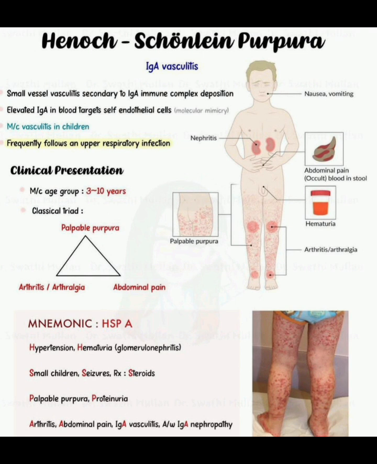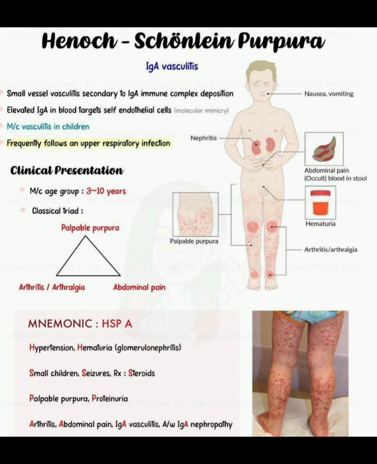The clinical features we know: the age is 3 to 10 years. The classical triad is palpable purpura. Remember, the rash is actually maculopapular, palpable purpura. Okay. Then arthritis, arthralgia, abdominal pain, these are the features.